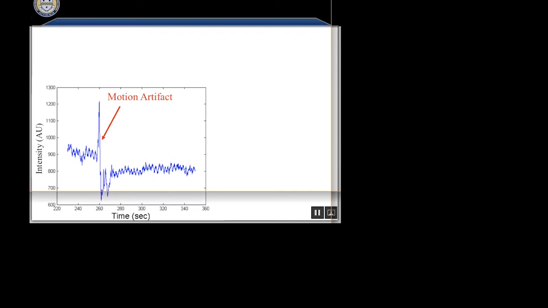So you get two kinds of artifacts generally with motion. You get what we call a spike artifact, where it comes up and comes back down, or you can have a shift artifact where it comes up, comes back down, and goes to a slightly different spot. So you actually see the baseline intensity change before and after the artifact. But those are the two types of artifacts that you deal with.